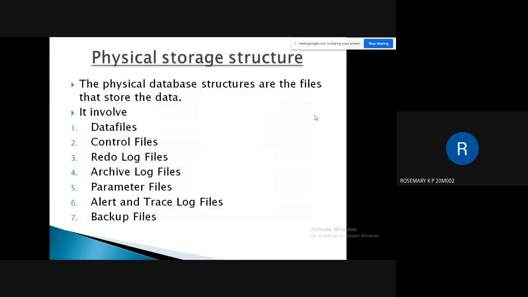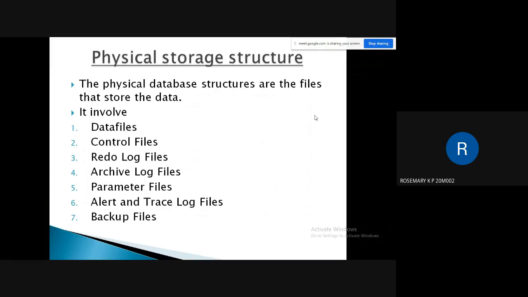The physical database structures are the files that store the data. It involves data files, control files, redo log files, archive log files, parameter files, alert and trace log files, and backup files. Then we can discuss each of these files.